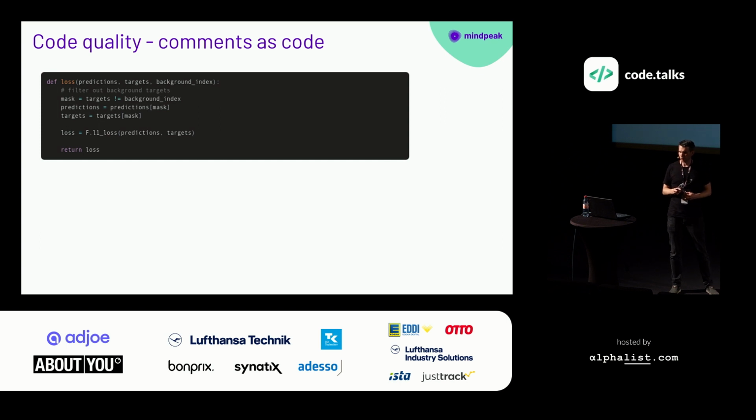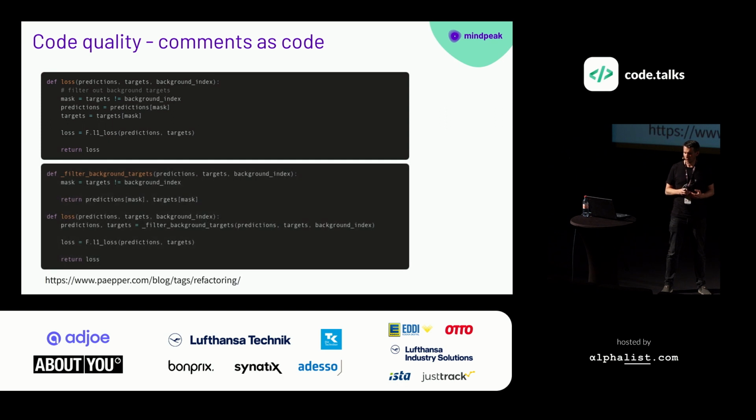So some examples for code quality, what do I mean by it? For example, if you have this little function, the loss function, and you want to read it, it's fine. It has a comment at the top, filter out background targets. So that comment helps you maybe figure out what it does. But I would always encourage you instead to make such an explanatory comment into a little function. That way the function also explains what it does. You can immediately see that.